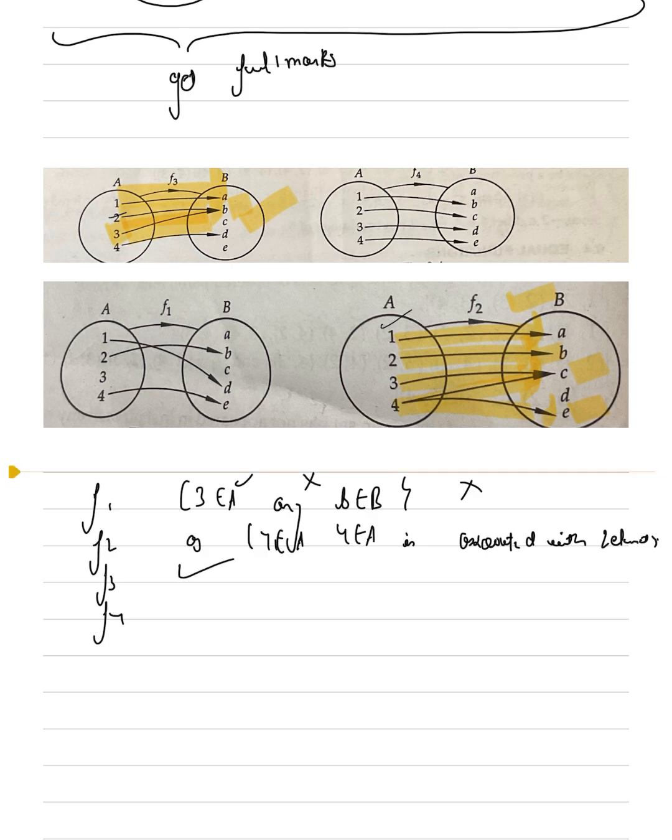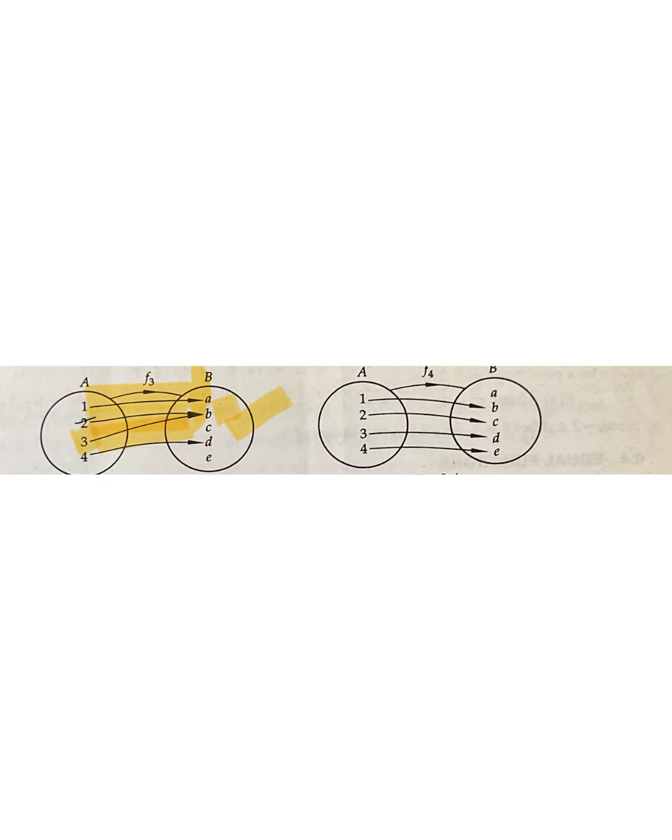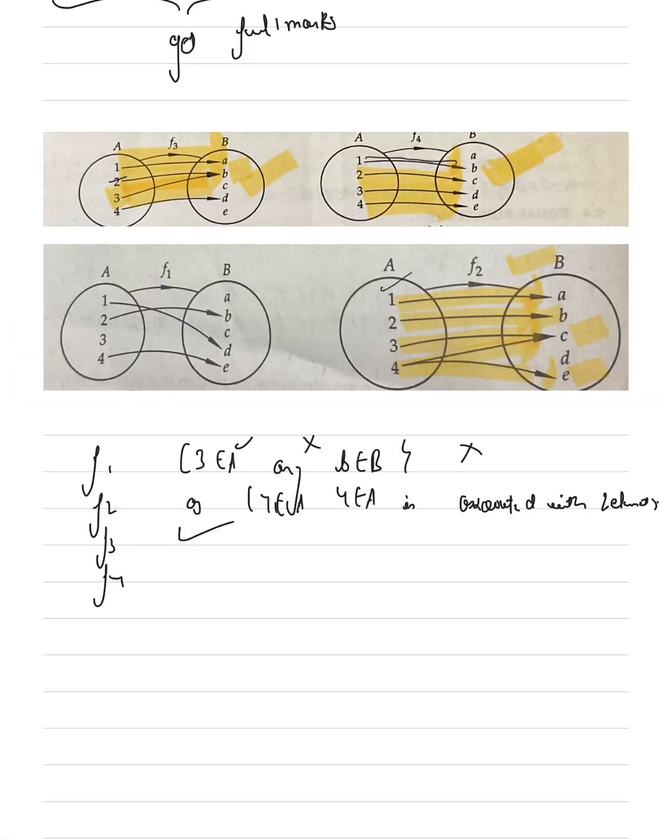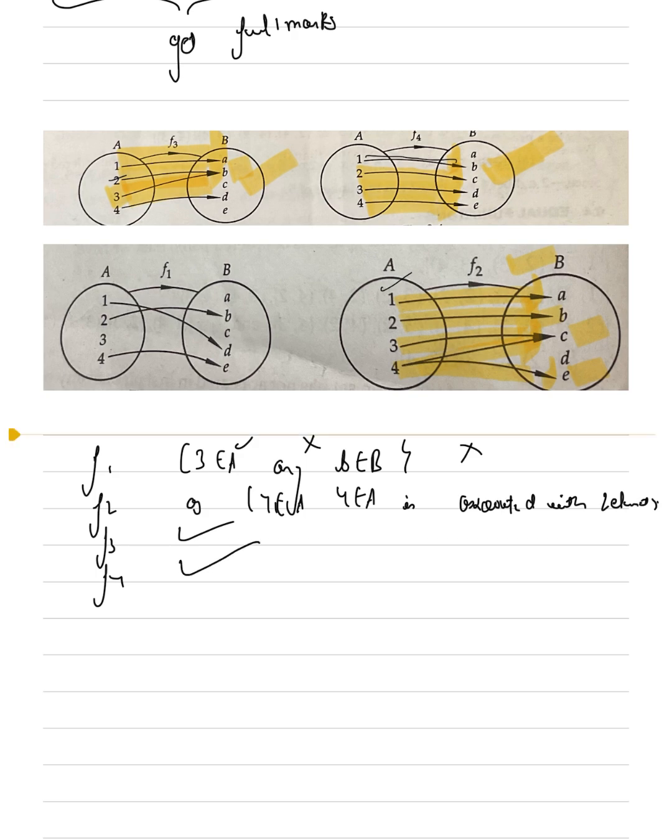So F4 is a function. Let us see. 1 belongs to A, and there is an image in B. 2 belongs to A, there is an image. 3 belongs to A, there is an image. And these images are unique. Yes, F4 is also a function. So I think I made my point here clear.